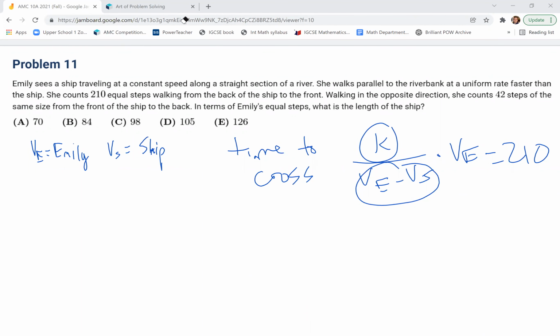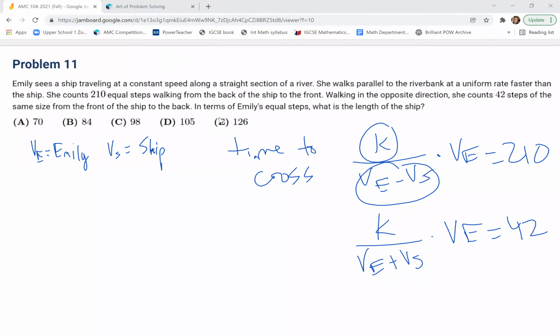relative to the front of the ship, right? Or back of the ship, depending on which part of the ship she starts at. So in that situation, we would say K divided by VE plus VS times VE equals 42, because she counts 42 steps when she goes opposite of the ship, right?